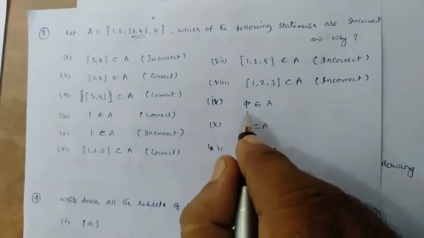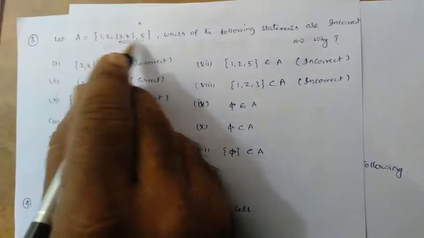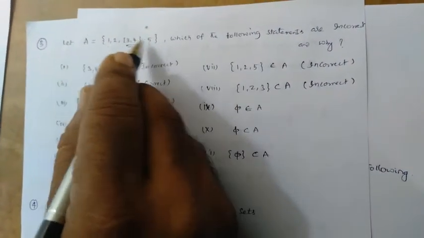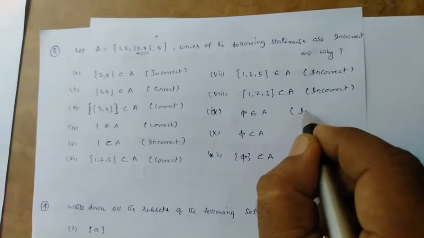Next, 5 belongs to A. 5 is not an element in the set A. So this is also an incorrect statement.